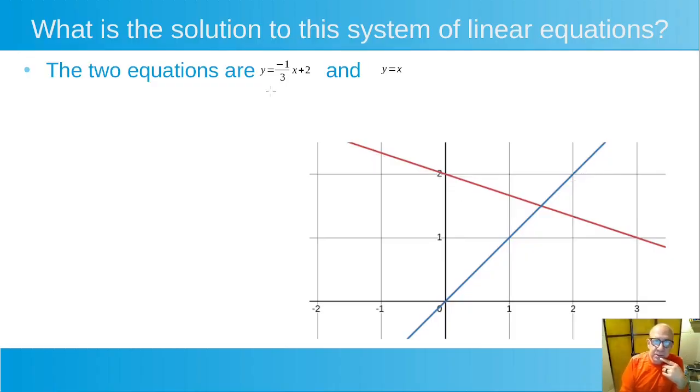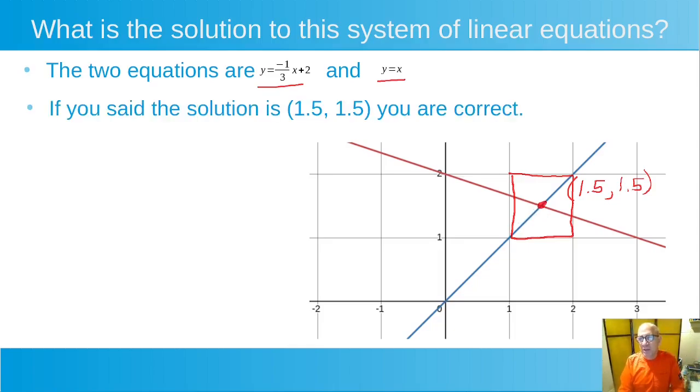And we can see this system of linear equations, y equals -1/3 x plus 2 and y equals x, do have a solution. Unfortunately, the solution is somewhere between 1 and 2 and somewhere between 1 and 2. So I'm going to guess that the solution is 1.5 and 1.5, but I might not be right because it's somewhere in the middle of this square, and it doesn't tell me exactly where. So I can guess, but I can't be sure unless I prove it.